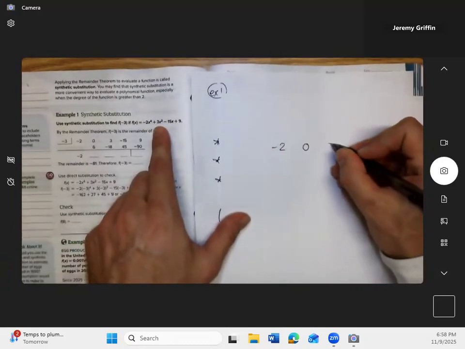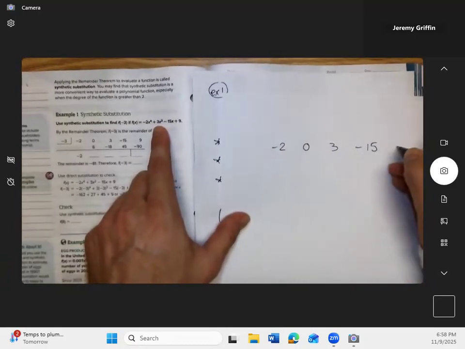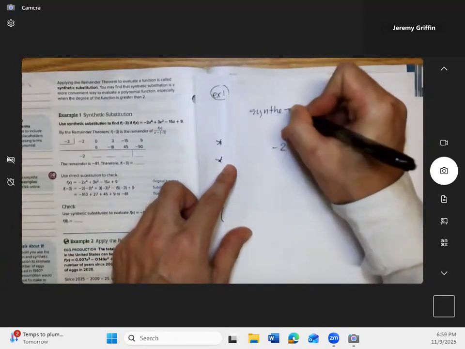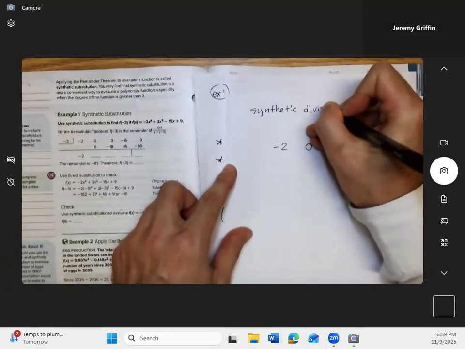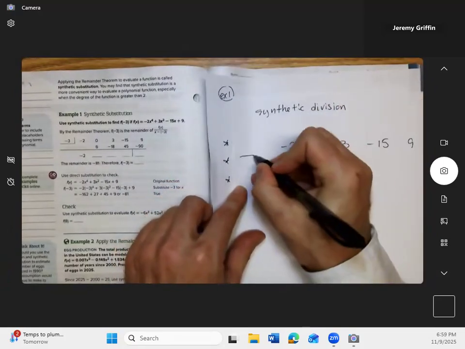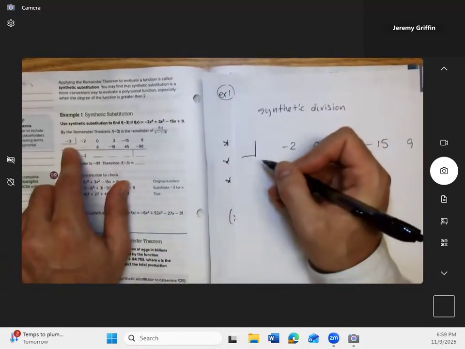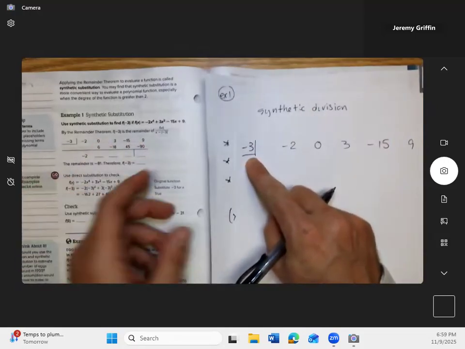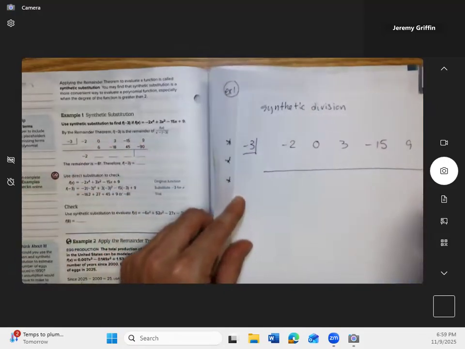I got a 3x squared, I got a negative 15x, and I got a 9. So I'm using the synthetic division method right here. In this outside box, I want to know what is f of negative 3. So I'll just put negative 3 in this box. We'll just push this through synthetic division.